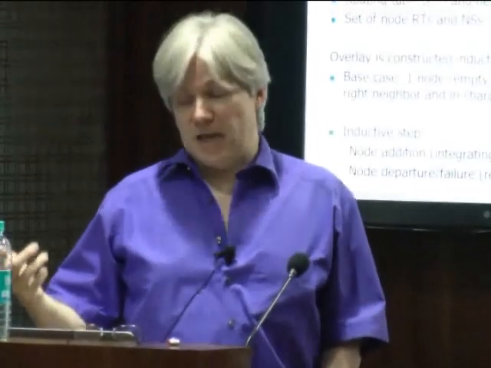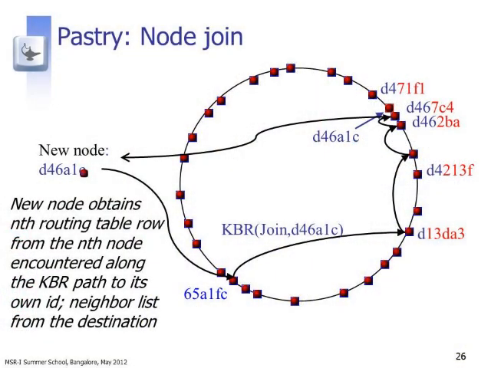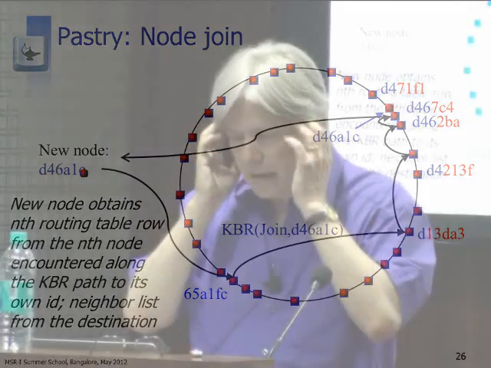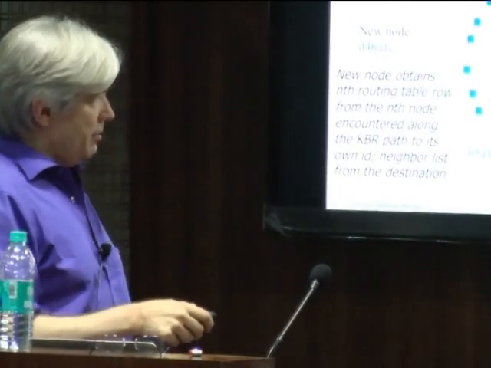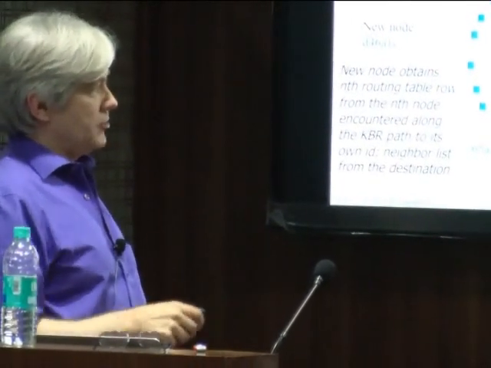And then the inductive step is that we either add a node or we remove a node because it has failed or departed. So let's look at the node join first. Let's assume a new node shows up with this particular node ID that it has chosen by hashing its MAC address, for instance, and it would now like to join the overlay. So it would like to join the ring.